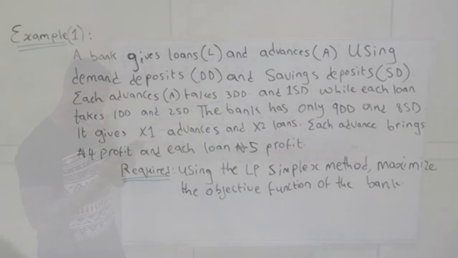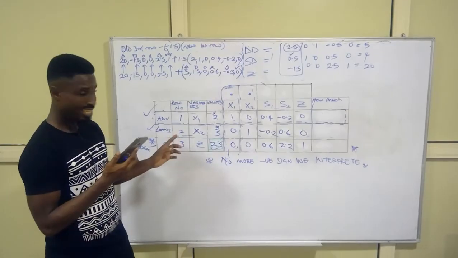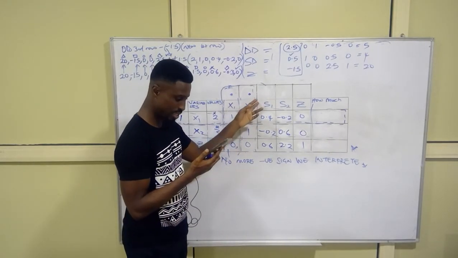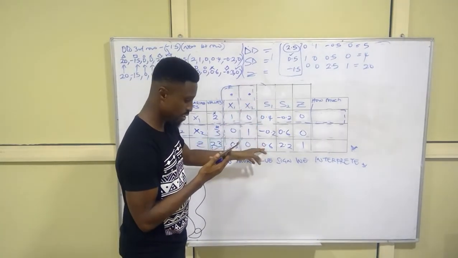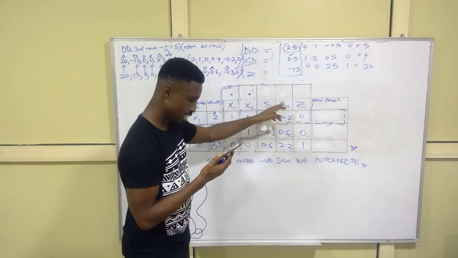You discover that it says that the total amount that was available for advances was 8 million, while that of loan was 9 million. Am I correct? Yeah. So it says that the bank had a total of 9 demand deposits and 8 service deposits total. So at the end of the day, if you want to check the shadow pricing, the shadow price for the DD, which is this S1 representing DD, is 0.6, while the shadow price for the SD is 2.2.